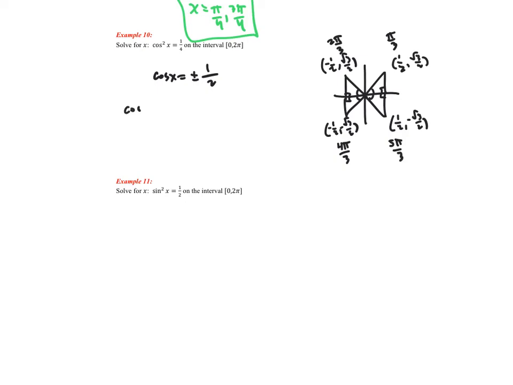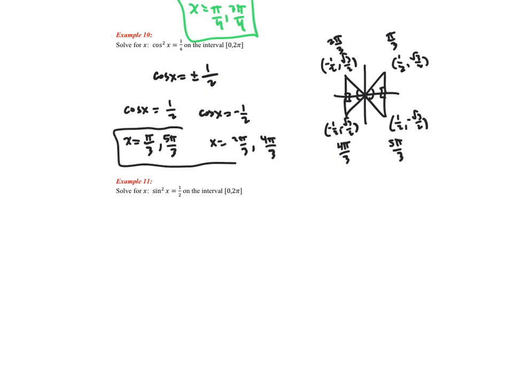Now, let's isolate and make sure we know which one's which. So where is the cosine of x equal to positive 1/2? That's in quadrants 1 and 4. So it'd be pi over 3 and 5 pi over 3. And the cosine of x equals negative 1/2 when x equals 2 pi over 3 and 4 pi over 3. All right, outstanding. There are 4 answers.